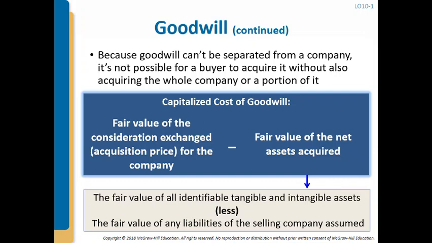And so what you do is you look at the fair value of the consideration exchanged, aka the acquisition price, and you compare it with the fair value of the net assets acquired, and if the fair value of the consideration exchanged is greater than the fair value of the net assets acquired, then that excess is called goodwill.